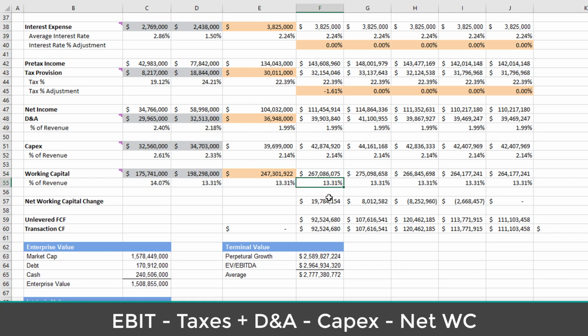I use the working capital assumption as a percentage of revenue, and each year, the year-over-year change in net working capital would be a cash outflow. So you can see the working capital is increasing, so that would decrease my free cash flow. And for a year that it's decreasing, well, then you'll actually increase your free cash flow.